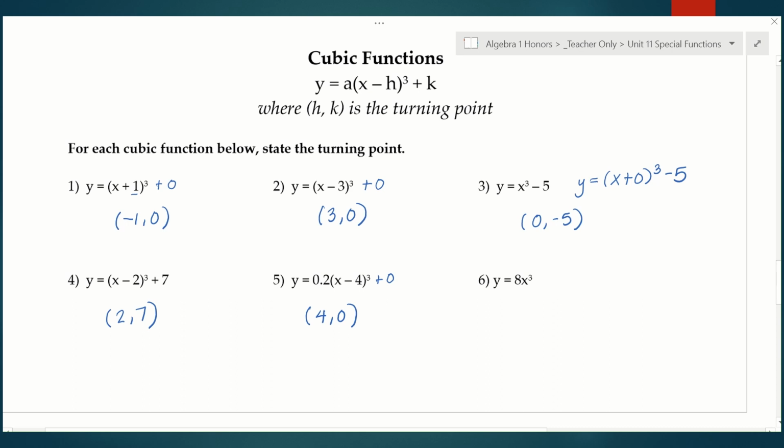And number 6 is actually missing both the h and the k. So let me show you how this would have been written. Okay, so it would have looked like that. Because there's nothing in the parentheses with that cubed, we know it was 0, and there's nothing added on or subtracted at the end, so it's also 0. Okay, so that's how you can find the turning point of a cubic function.